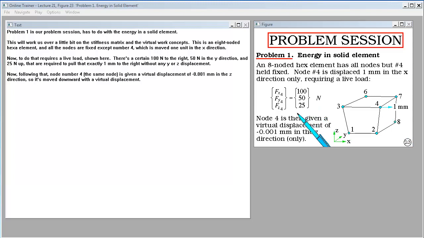Now to do that requires a live load shown here. There's a certain 100 newtons to the right, 50 newtons in the y direction, and 25 newtons up that are required to pull that exactly 1 millimeter to the right without any y or z displacement. Now following that, node number 4, the same node, is given a virtual displacement of minus 0.001 millimeters in the z direction, so it's moved downward with a virtual displacement.